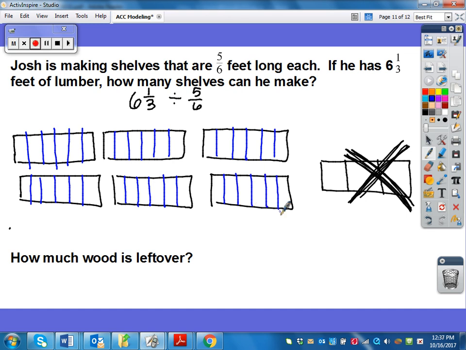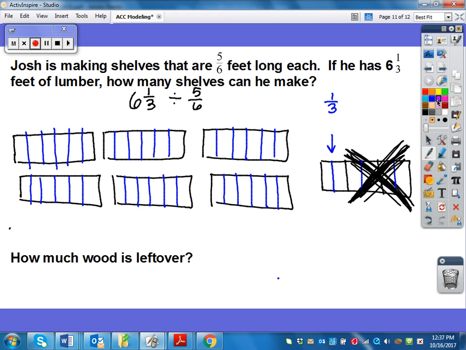And then over here it's a little bit different, because you have to remember that that part right there was 1/3. And I'm splitting all of them into 6. Well, I know that there are 2/3 in this last box. I can still split the entire box if I wanted to. However, I'm not going to need those 4 pieces because he only has 6 1/3 feet of wood.